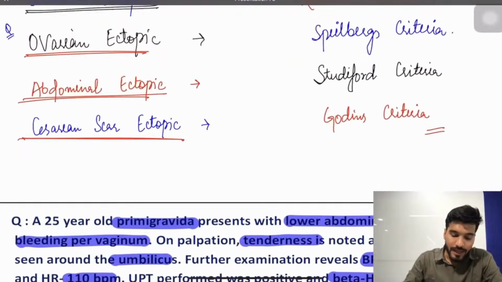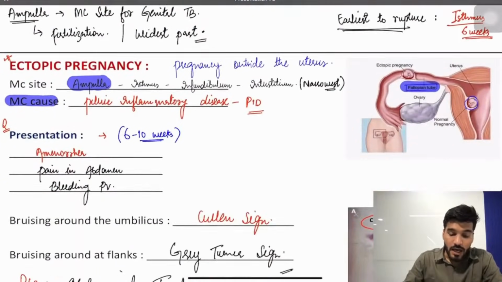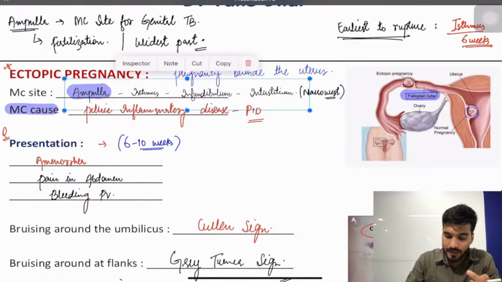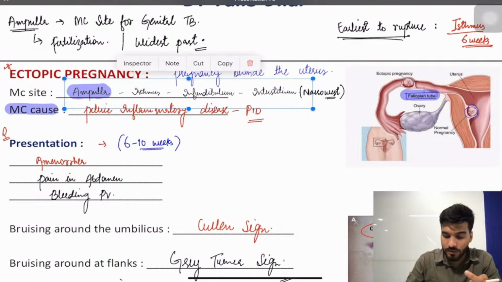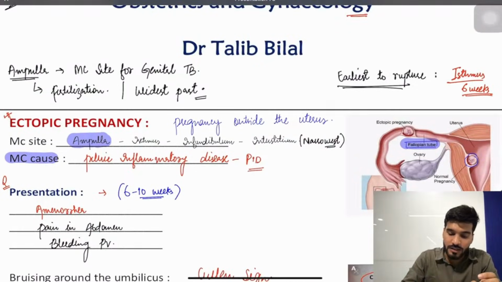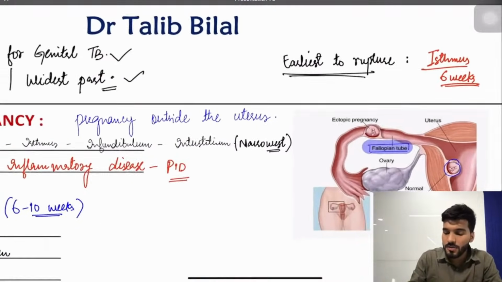Followed by that, we discuss an ectopic pregnancy. Ectopic pregnancy, pregnancy outside the uterus. Most common site is fallopian tube. Most common in fallopian tube is ampulla, followed by isthmus, infundibulum, and interstitium. Remember, interstitium is the narrowest and ampulla is the widest. Ampulla is also the most common site for genital tuberculosis and also for fertilization. Earliest to rupture is isthmus.